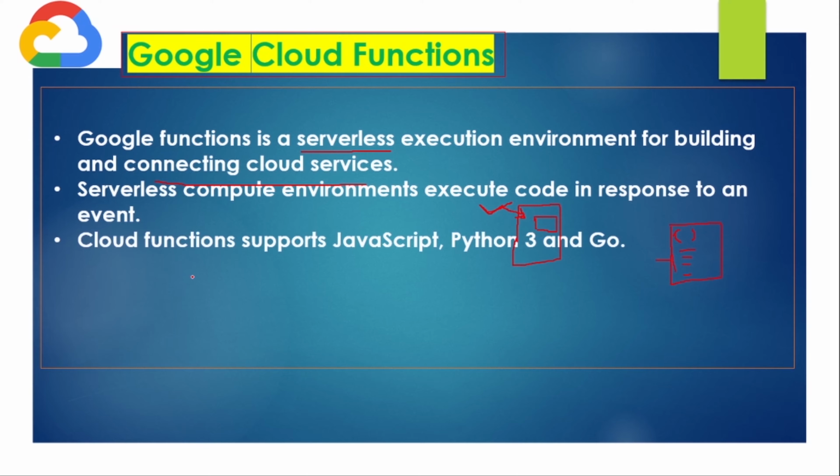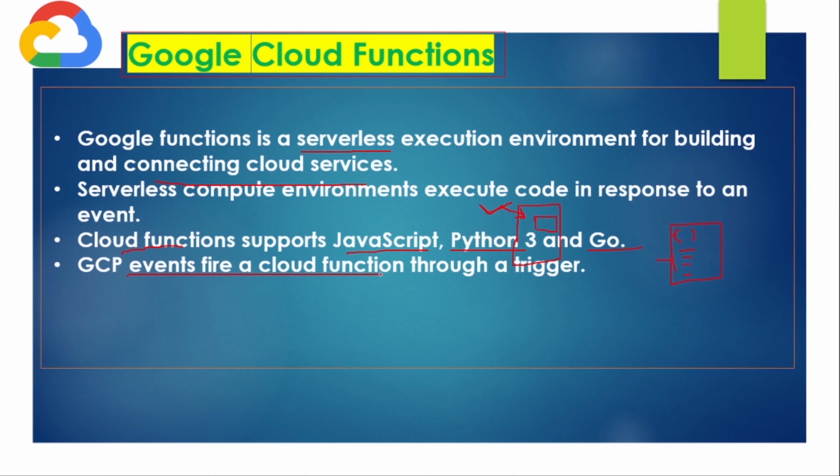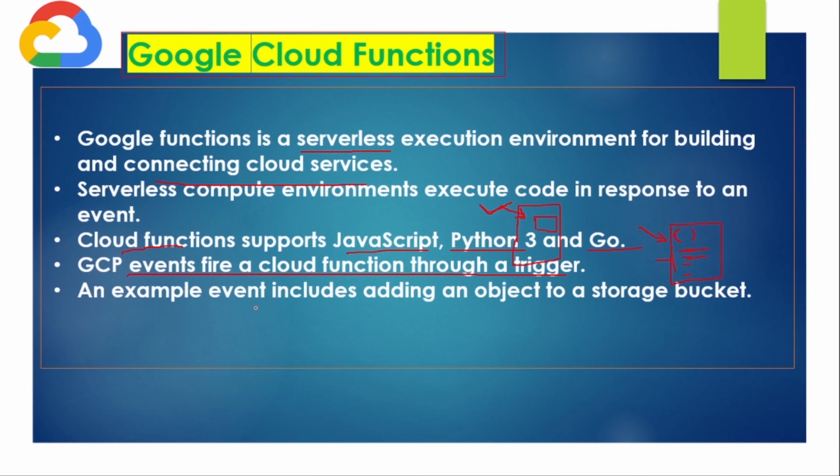Okay, so this Cloud Function supports languages like JavaScript, Python, Go. Okay, so GCP events fire a Cloud Function through a trigger. As I mentioned earlier, you have deployed your code on the Cloud Functions, and it will only run the function when an event is generated. For example, an event includes adding an object to a storage bucket. So you have written one piece of code here that will take the image and convert the image to a thumbnail and store it to a storage bucket.